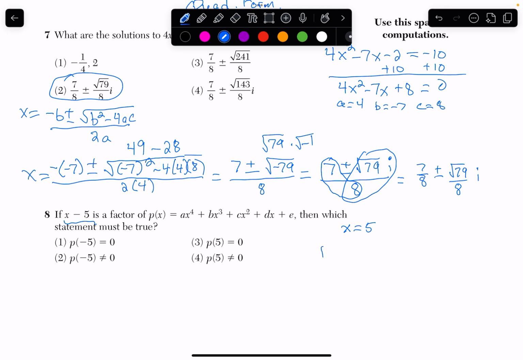So you're going to do p of 5, right? X is equal to 5. If that's equal to 0, then it is a factor. Okay, so this was choice 3.